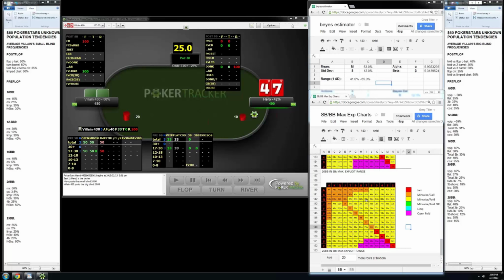So let's go ahead and get started. On the left and right of the screen you can see I have the population tendencies listed. We'll refer to those throughout the session, and we'll definitely be making use of the Bayesian calculator quite a bit as well.